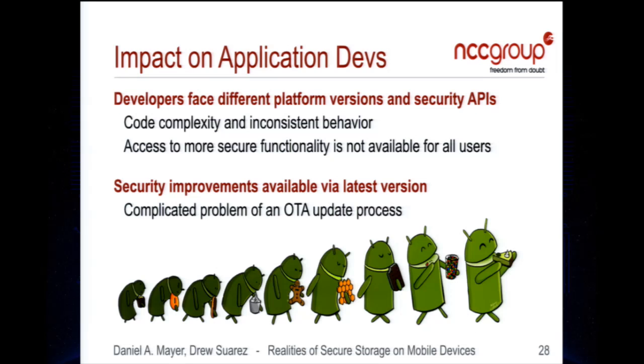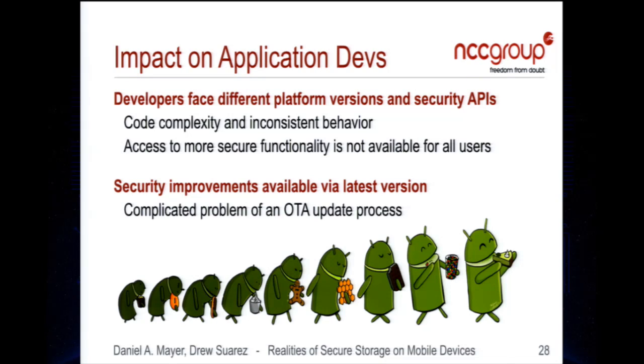This has a pretty serious impact on application developers because there's an immense code complexity problem. In order to target the latest security APIs available, you have to #ifdef your code considerably to say, if we're on 4.4, we should use this facility. If we're on 4.3, you have to fall back to this. A lot of people just default to the most simple option and the least secure option in that case, because they want their app to run properly on all versions of the platform. And as I mentioned, access to the more secure functionality just isn't realistic for all users of Android.